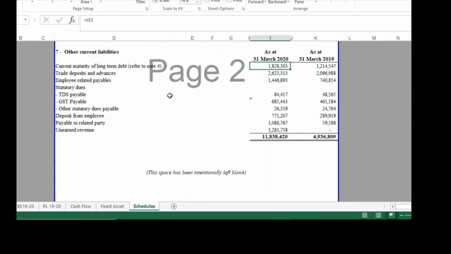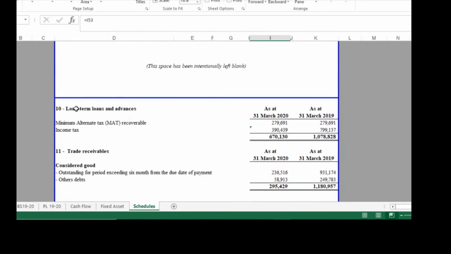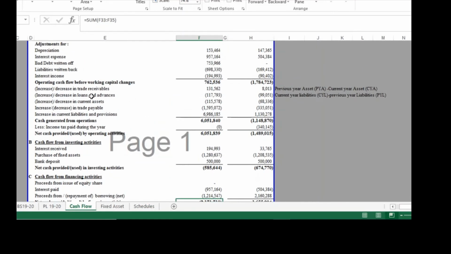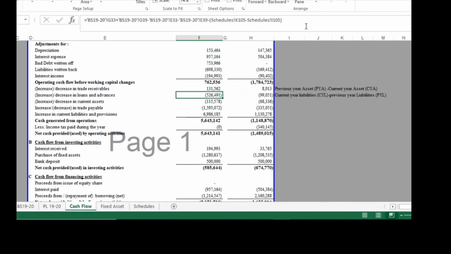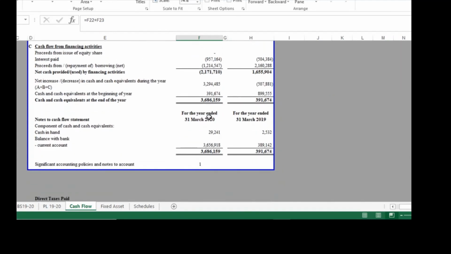Now we go to the next schedule, long-term loans and advances. You can see this is related to income tax, and presently it is captured in working capital. So we have to eliminate it from here. The formula is previous year assets minus current year assets. We are going to subtract it, and we add it under income tax. Just add it here. You can see our cash flow is still matching.